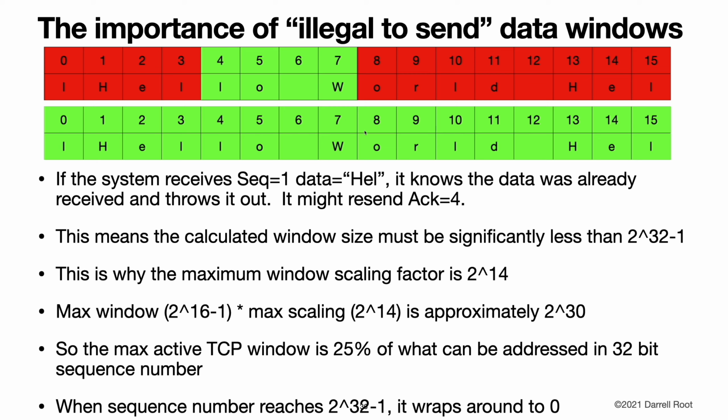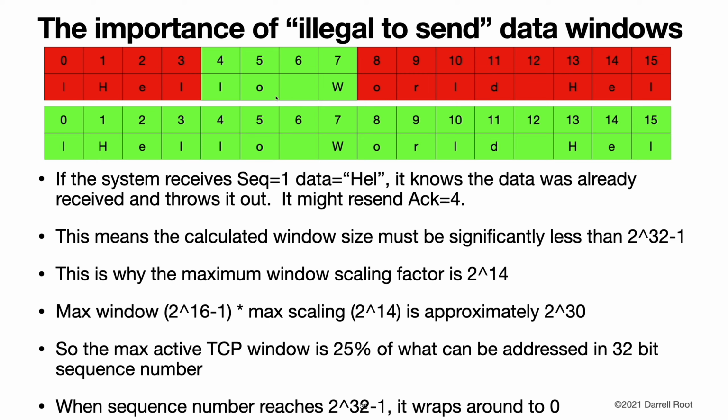So the other side wouldn't know whether those bytes 1, 2, and 3 are valid data from the next time around, or whether it's an old retransmission. And since the window size was 16, the full sequence size, the other side would then accept the HEL as future data, and our data stream would be corrupted. So it is important to have illegal to send data windows.